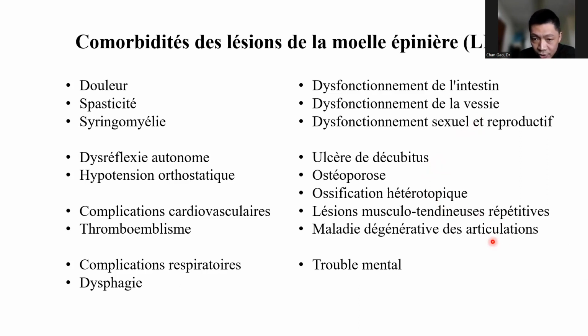Heterotopic ossification is abnormal bone formation in the soft tissues, such as the muscles and the tendon. I will talk a little bit about this condition later today. Not surprisingly, mental health problems are very common in spinal cord injury as well.